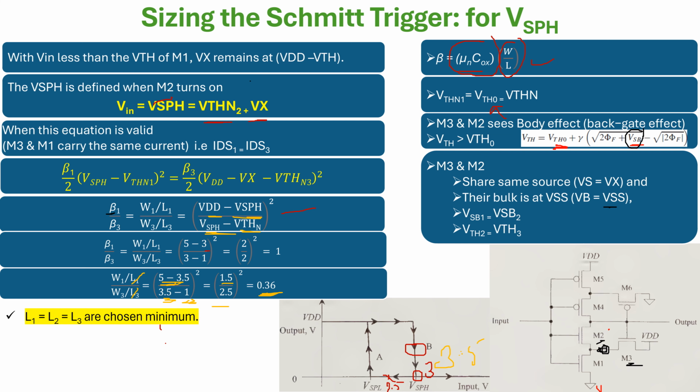Now let's summarize this. Generally for logic circuits we take the length the same, and they are taken at minimum value, because we want to have higher speed. Minimum area, higher speed, higher current.